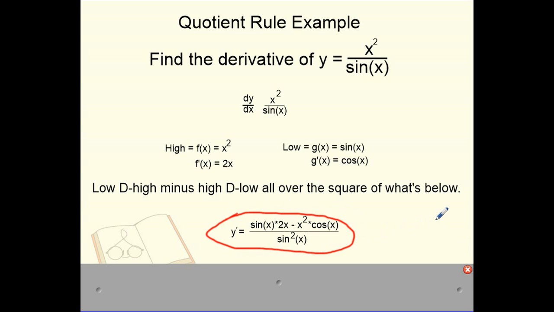Alright, so now that we know a little bit more about the chain rule, the product rule, and the quotient rule, we will be working a little bit more on these for the next class period, so make sure you're familiar with these so we can do a little bit of practice. I hope you have a great day, and I'll see you in class.